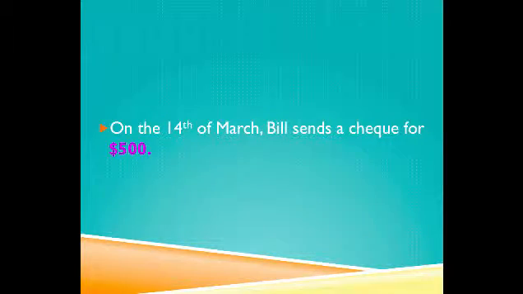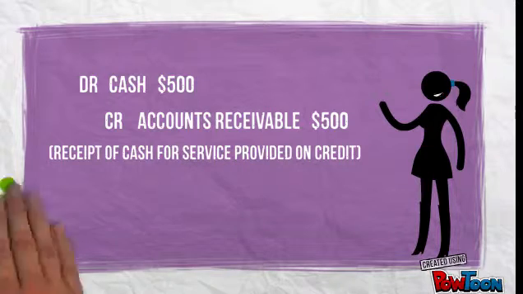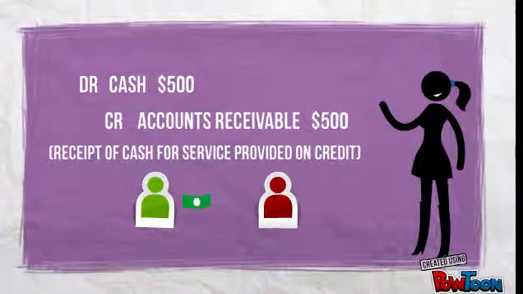Now, on the 14th of March, Bill sends a check for $500. So we debit cash $500 and credit accounts receivable to account for the receipt of cash for the service that had previously been provided on credit.